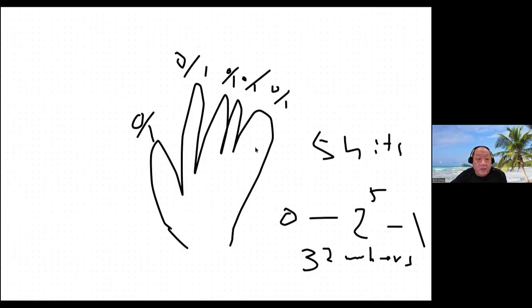So let's look at this one. I have 2 hands. So how many numbers can I count?